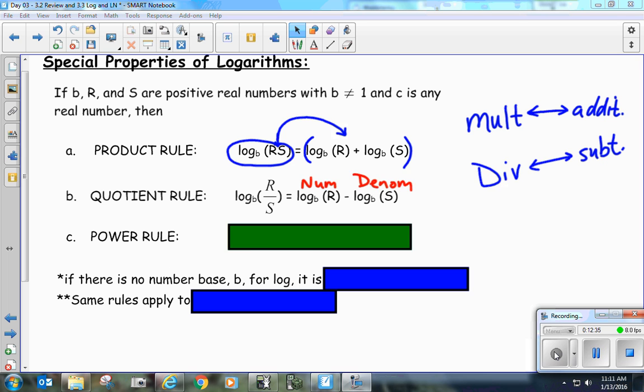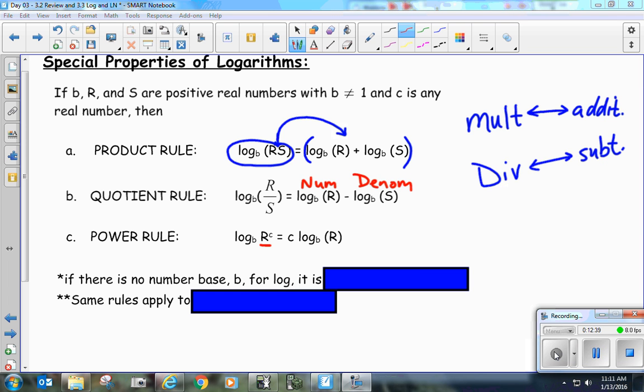That's to say, if I'm taking the log of something that has an exponent, like r to the c, this c comes down and becomes the lead coefficient. So now I can solve for that variable c, and it's going to be a million times easier. And again, that works both ways.